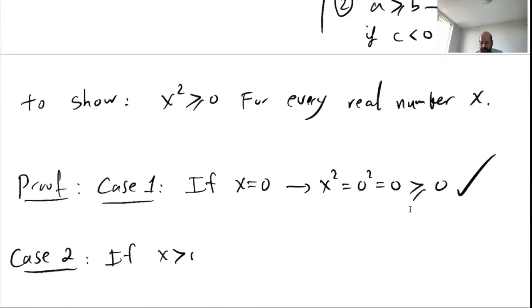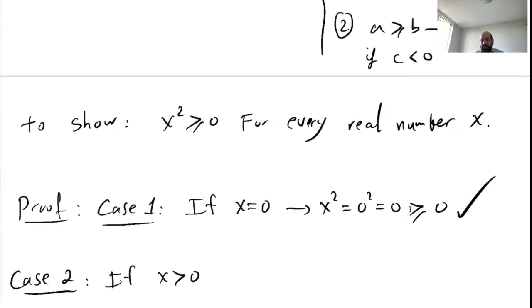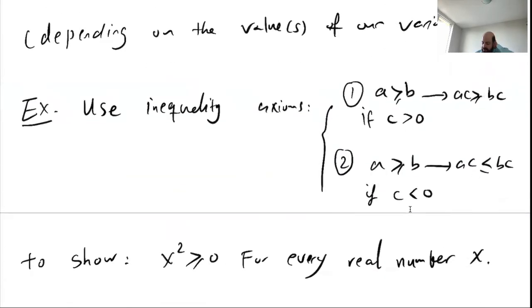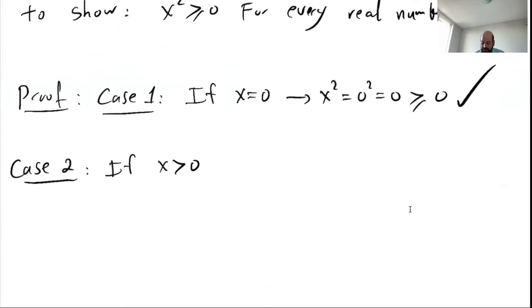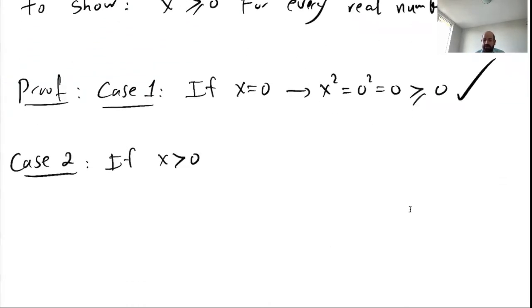if x is bigger than 0, right? I want to prove the statement about the real number x. Now, this real number x, there's only 3 possibilities for it. It's either 0 or something positive or something negative. Now, if it's something positive, what can I do? Remember, I'm allowed to use these two properties. So property 1 says if I have an inequality, I can multiply both sides with a positive number and the inequality remains the same. Well, in this case, I'm assuming that x is positive.